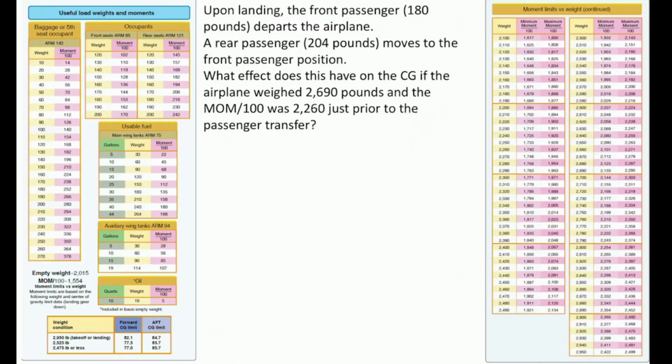And upon landing, the front passenger, 180 pounds, departs the airplane. A rear passenger, 204 pounds, moves to the front airplane position. What effect does this have on the CG if the airplane weighed 2690 and the moment was 2260 just prior to the transfer? Well, very tricky question, and I'll show you how to do it.